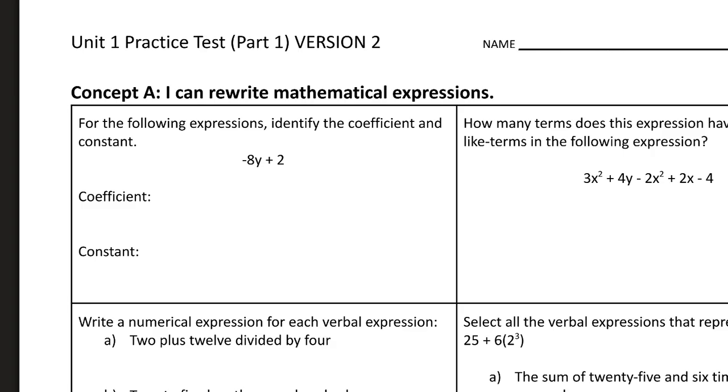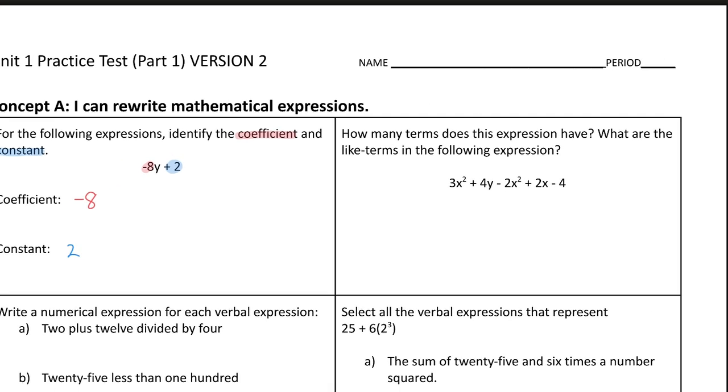So question number 1 is asking us to identify the coefficient and constant. Remember that the coefficient is a number in front of the variable, and the constant is any term without a variable. So in this case, the coefficient is going to be -8, because that's the number in front of the variable, and the constant is going to be +2.